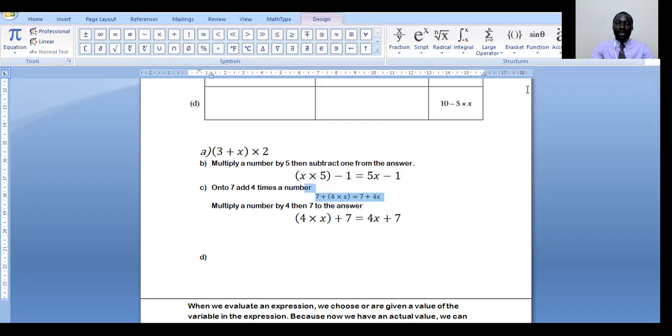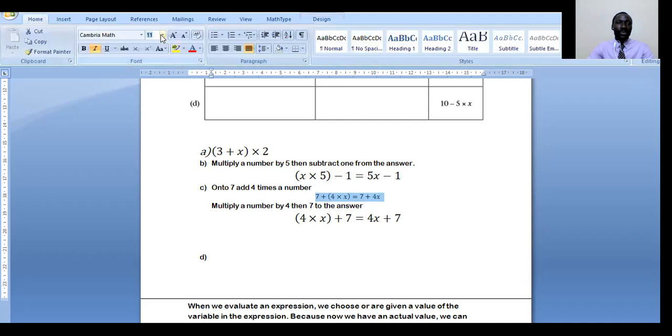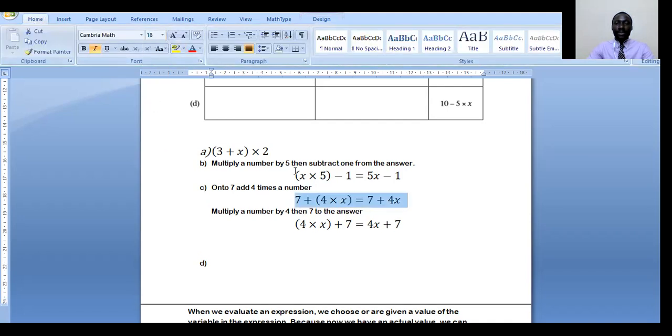Now notice that this expression is the same as the last expression, which we just got. This expression here, highlighted in blue, is the same as the other expression. The only difference is how we described the mathematical procedure in words.